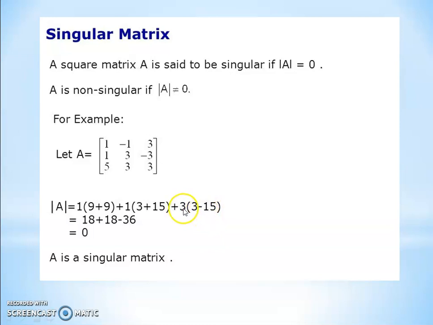Minus 12 into 3 is minus 36. But 18 plus 18 is 36. 36 minus 36 is 0. So the given matrix is a singular matrix, that is what we have to prove. Always remember: in the determinant of 3 by 3 order matrices, skip the first row and first column, then the second column, then the third column.